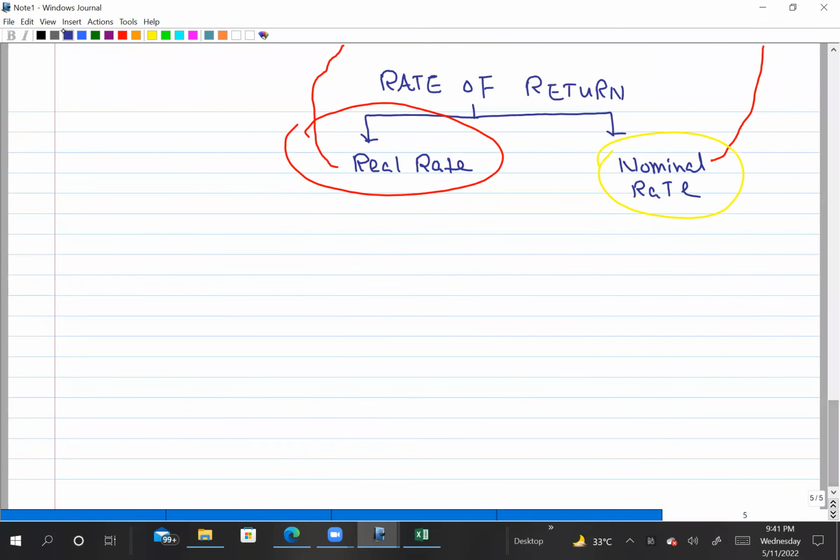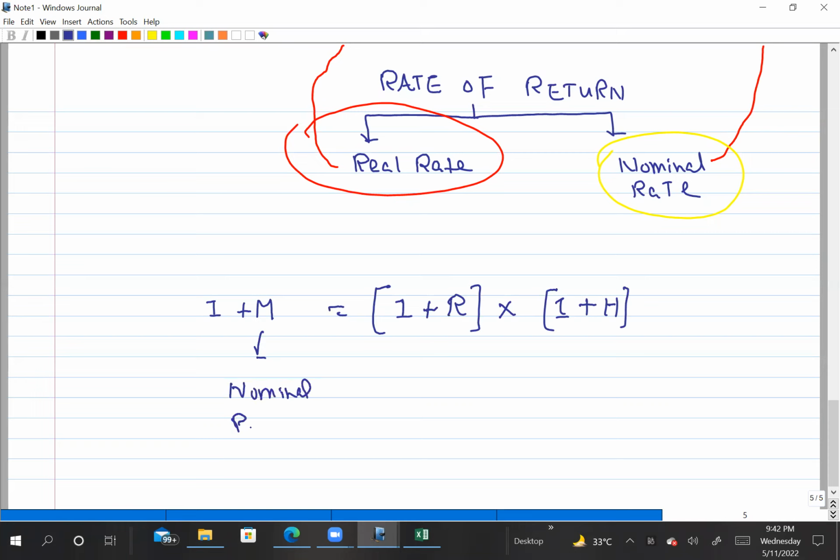Okay, now Fischer has a formula. Fischer gave us a formula that is 1 plus M is equal to 1 plus R multiplied by 1 plus H. Now M is the nominal rate, R is the real rate, and H is general inflation.